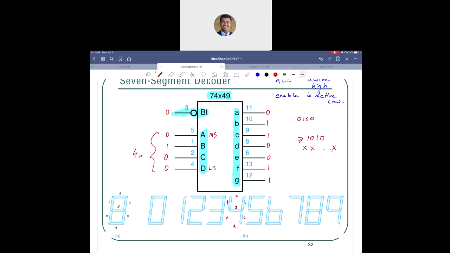From the truth table, you can find the simplified logic expressions for the 7 outputs, and you can do the design. So you can try to figure out what goes inside this from that.